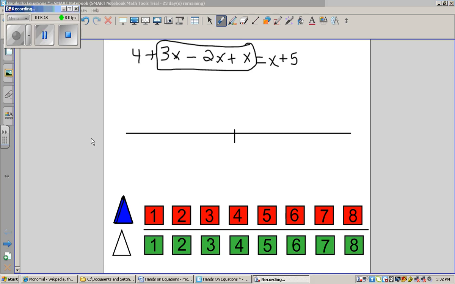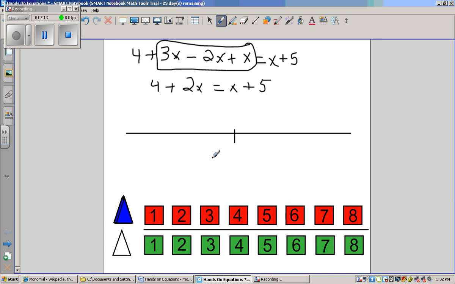Okay, forgive me, I had to pause and rework the problem because I noticed that I made a mistake. So when we combine our like terms, 3x minus 2x plus x, 3x minus 2x is 1x, or just x, plus another x would give us 2x. So we bring down the rest of our equation. It's really 4 plus 2x equals x plus 5. When you build it on your scale and solve it, you should find that x equals 1. And when you check it, 6 equals 6.